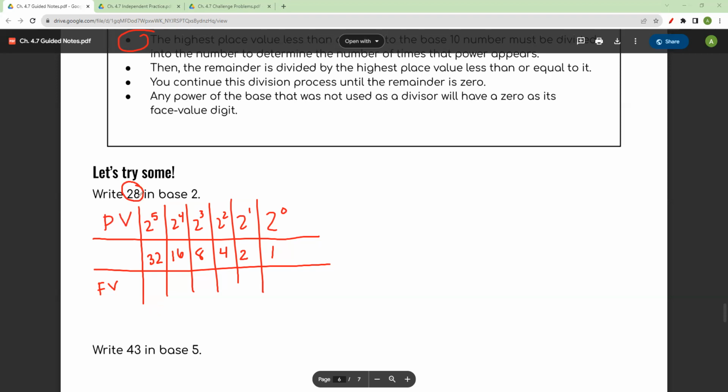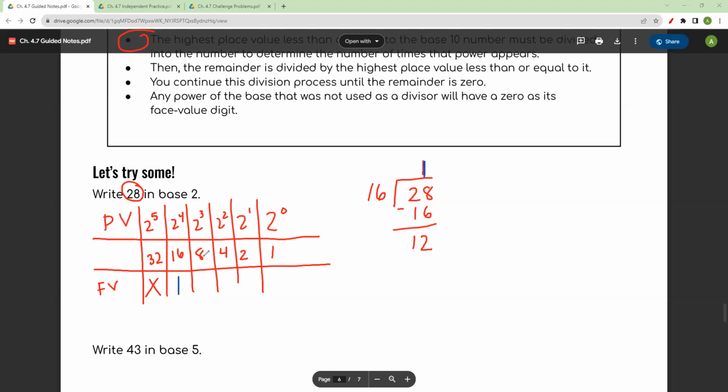So if we're starting with 28, and I hope you're good at long division because that's going to come in right here. That is the second part of the first bullet point. The number must be divided into the number to determine the number of times that power appears. So what you're going to do is start with 28 and divide it by 16. 16 goes into 28 one time, and we subtract and we get 12. Okay. So it went in once, so that's going to go here.